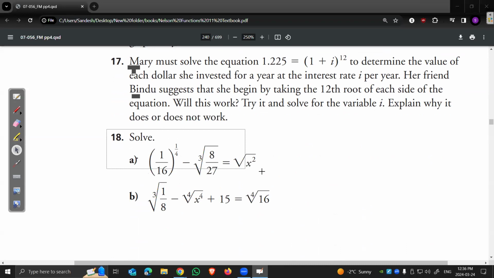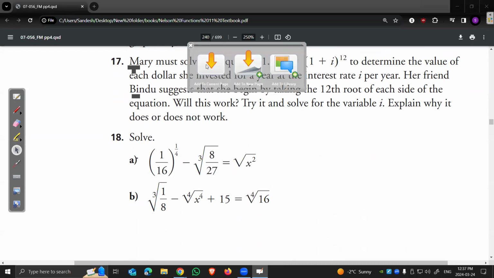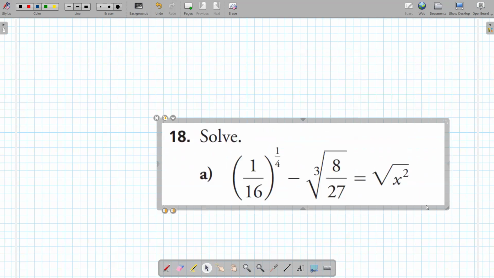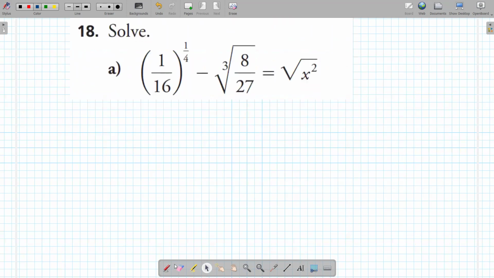Let's try a difficult problem, or that looks difficult. It's not terribly difficult. What's the square root of x squared? x. Cube root of 8 is 2. Cube root of 27 is 3.